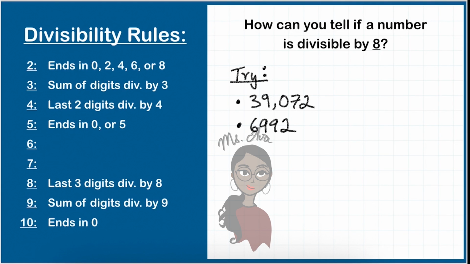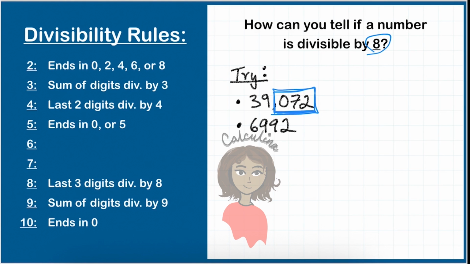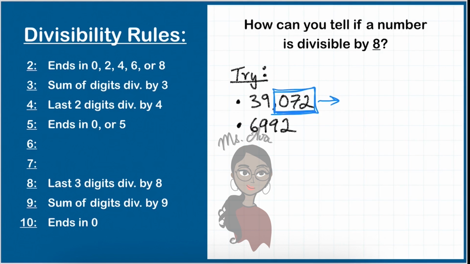So I have these 2 examples here. And the first number, if we look just at this part, and we're just looking at the last three digits, which basically means we have 72. Is 72 divisible by 8? Yes, it is, because 8 times 9 is 72. So then that means that this number is going to be divisible by 8.